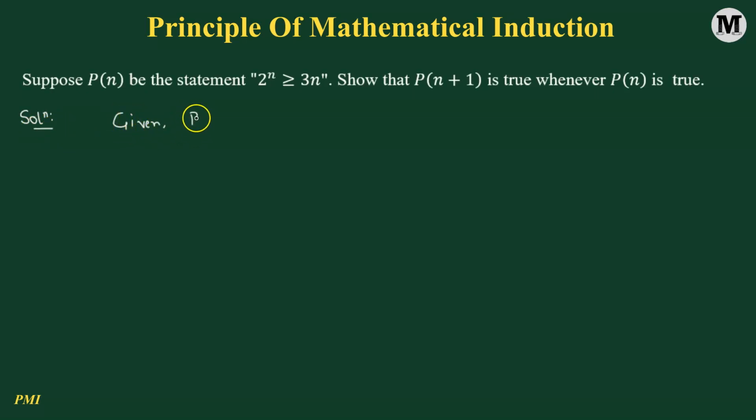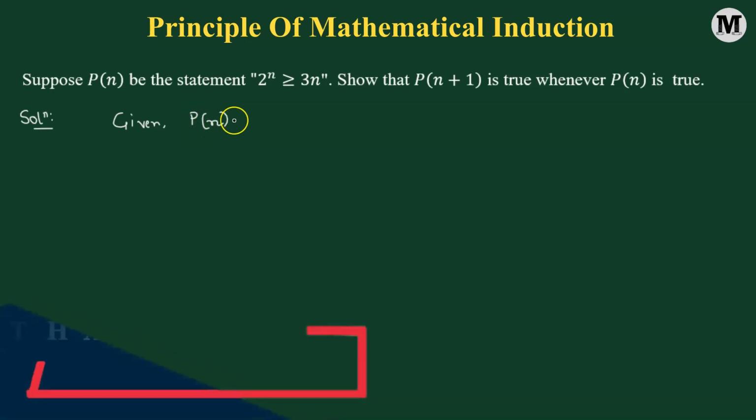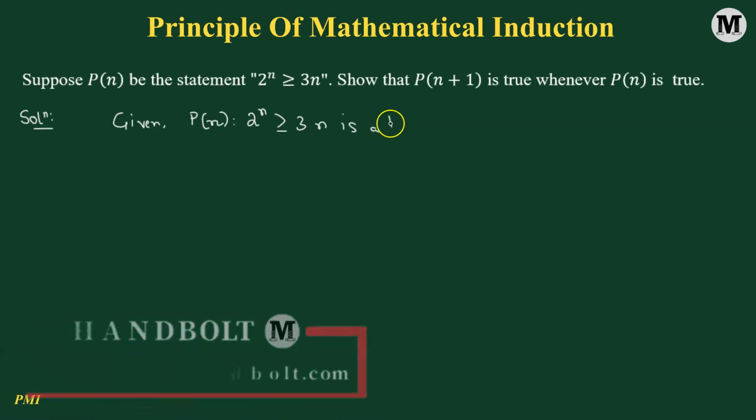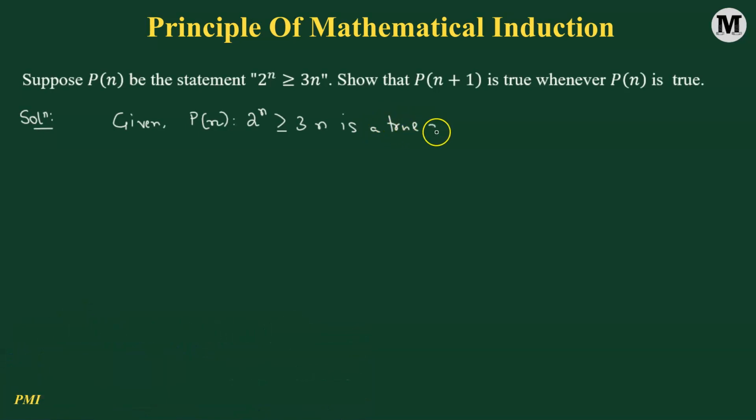We have the statement P(n) such that 2^n ≥ 3n. So this statement is true. This is given to us. Now, using this statement, we'll have to show that P(n+1) is also a true statement.